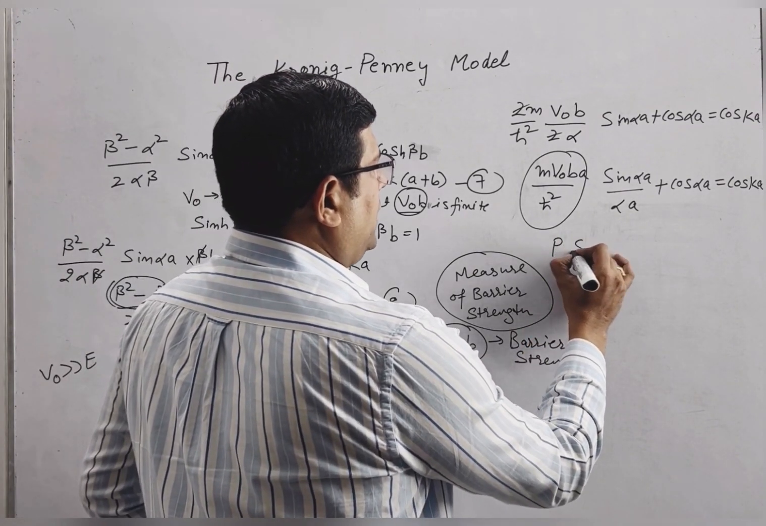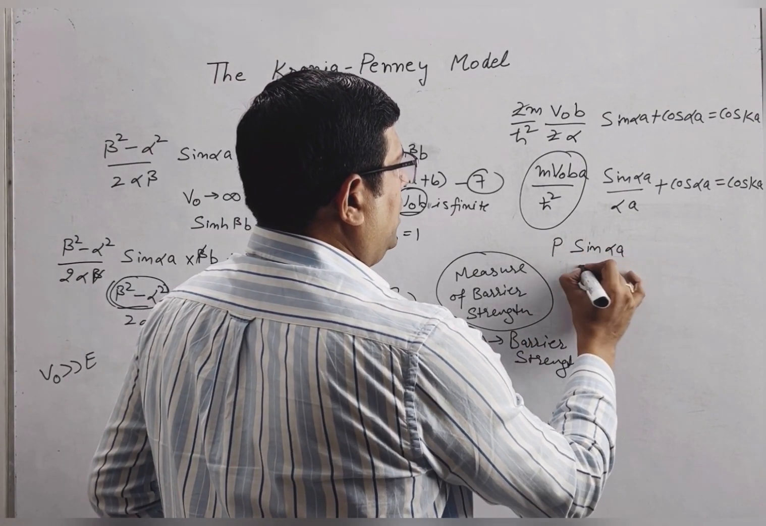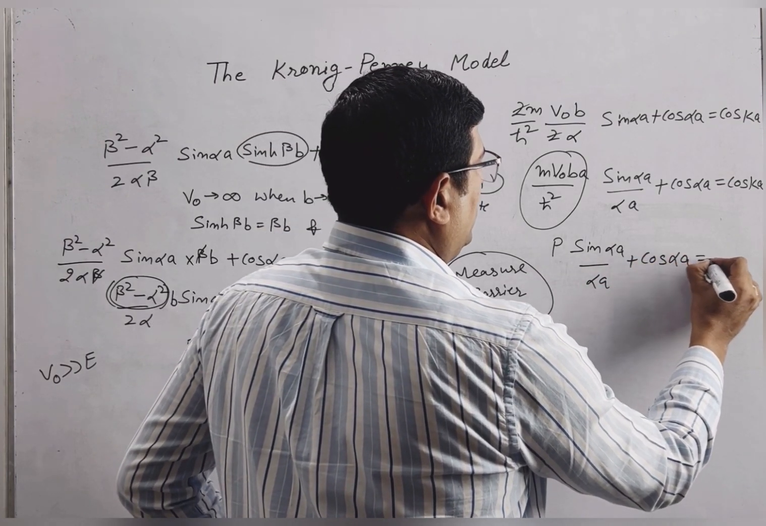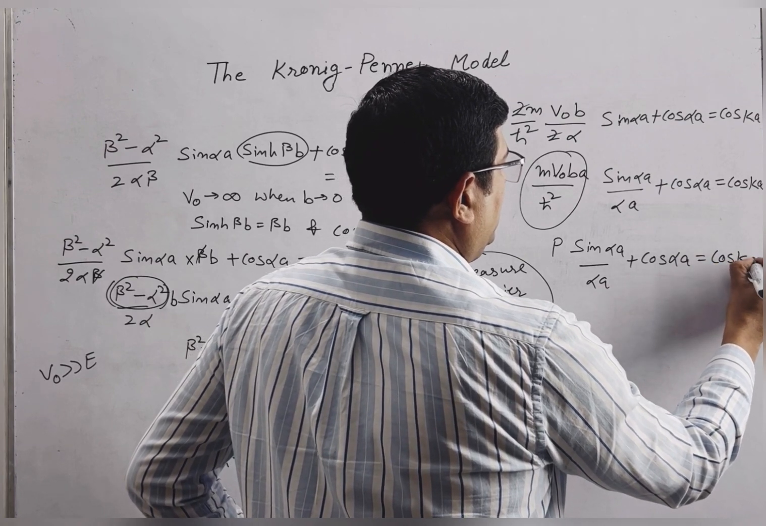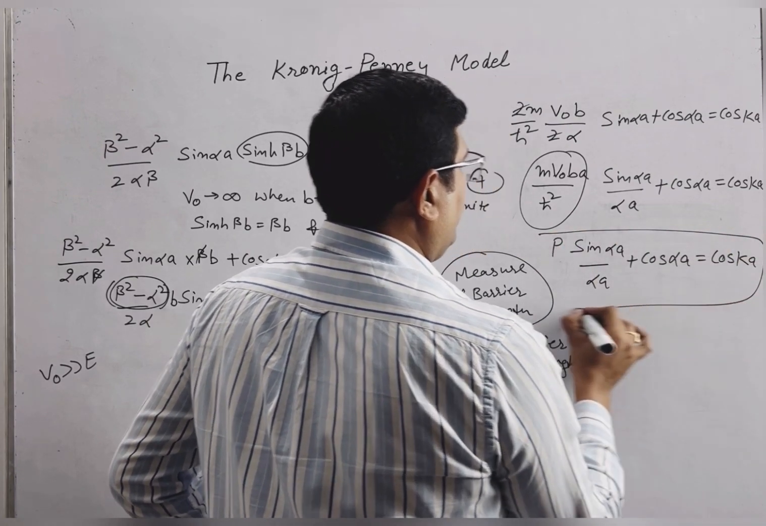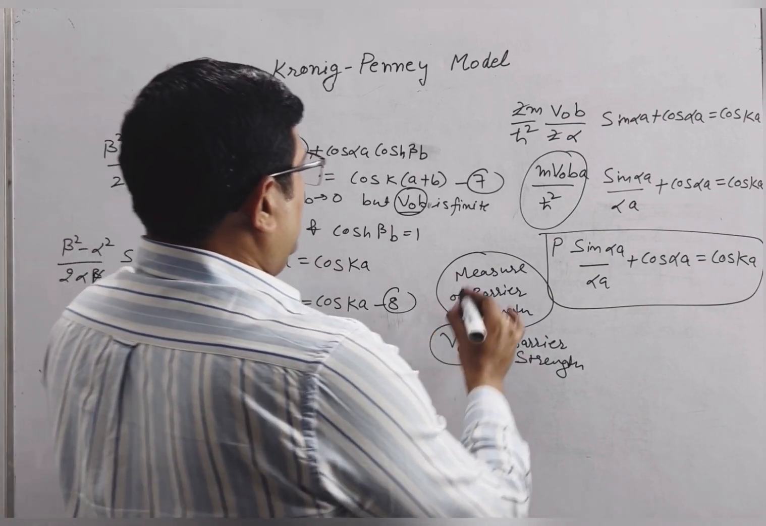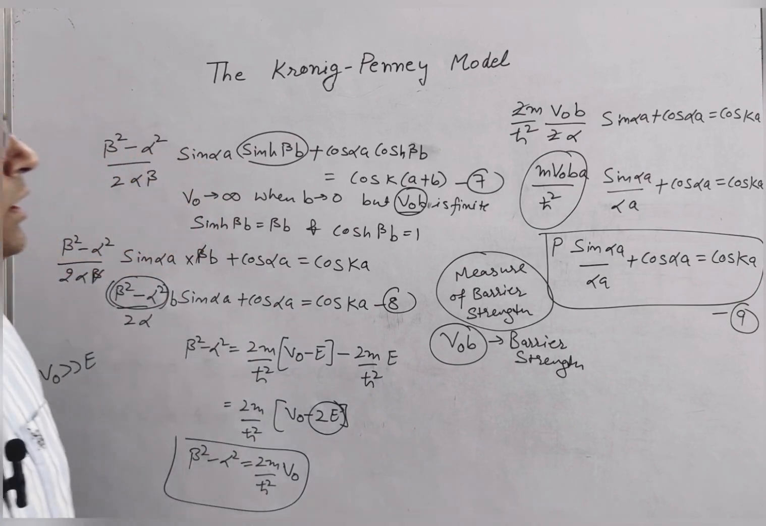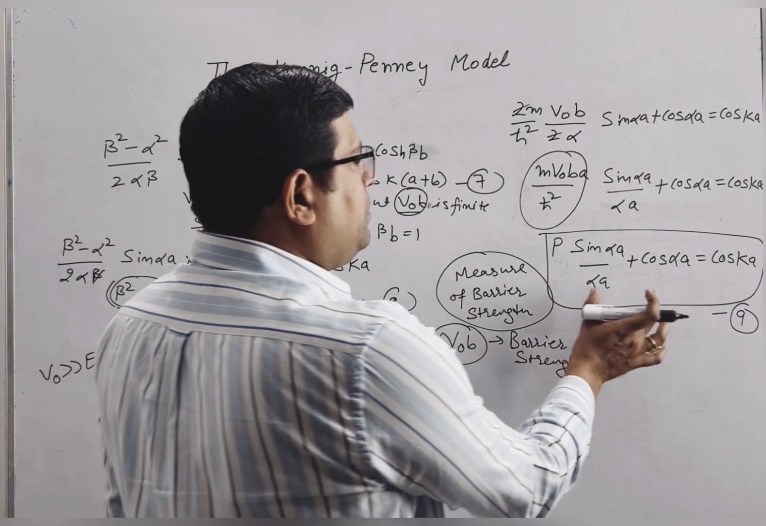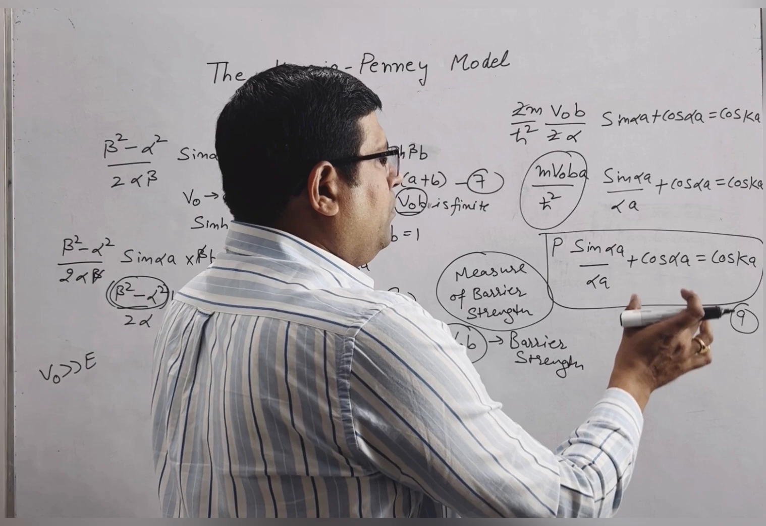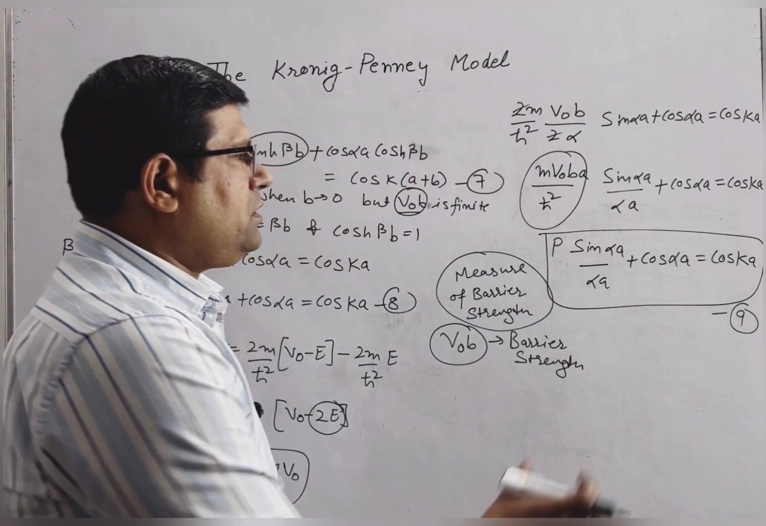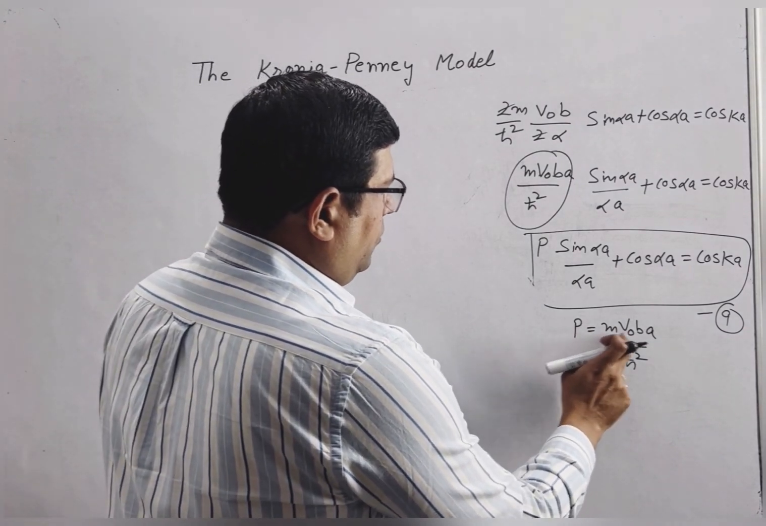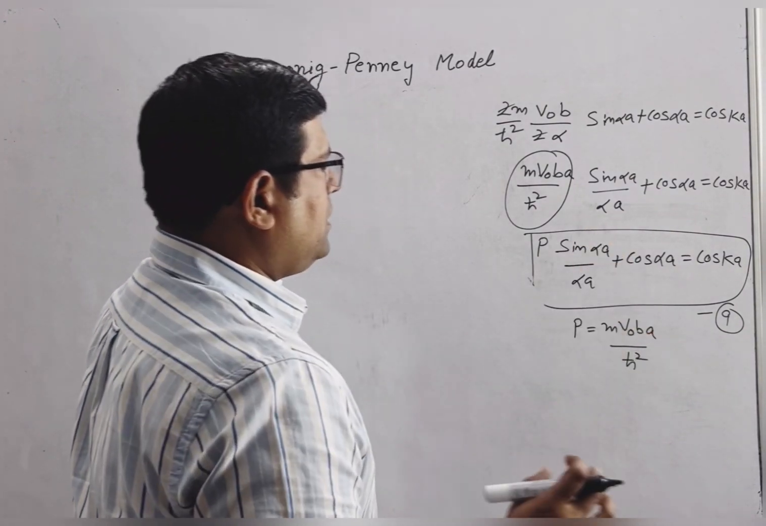So this is P sin alpha a upon alpha a plus cos alpha a equal to cos ka. Equation number 9. This is the condition for permissible states. This condition will give the permissible values of energy. This is our main equation. And P is m V naught b a upon h cut square.